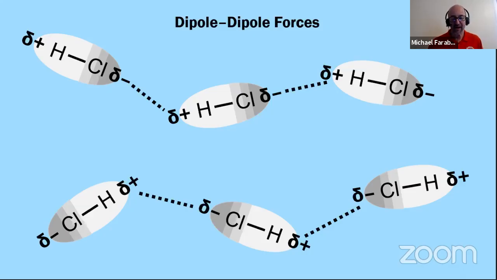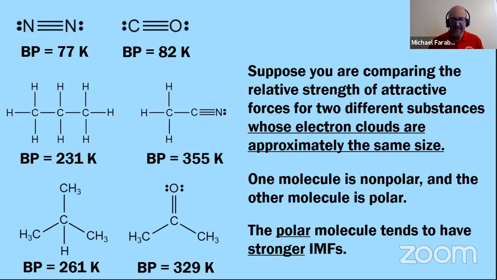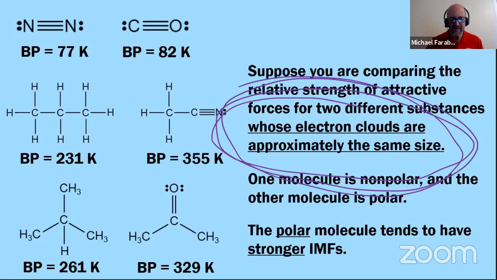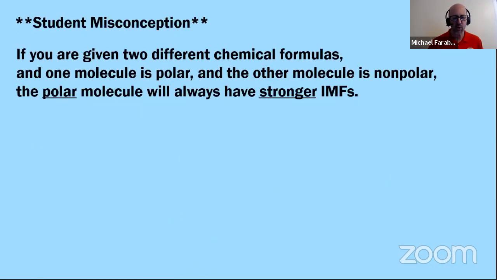Okay, I want to go back and talk about something that I mentioned, and I want to highlight it even more than I already did before, and that is this part right here. I was making a specific choice by the comparisons I gave you on this slide. Electron clouds were approximately the same size. So let me come to a very important student misconception. If you are given two different chemical formulas, and one molecule is polar and the other molecule is nonpolar, some students think that the polar molecule will always have stronger intermolecular forces, and that is not necessarily true.